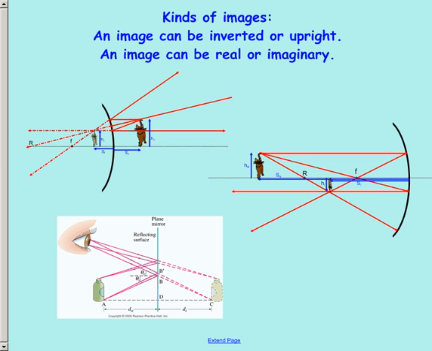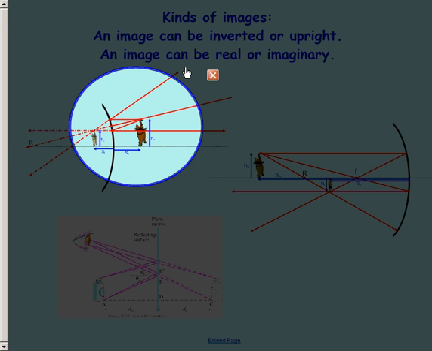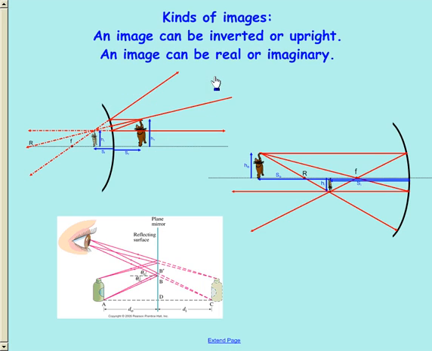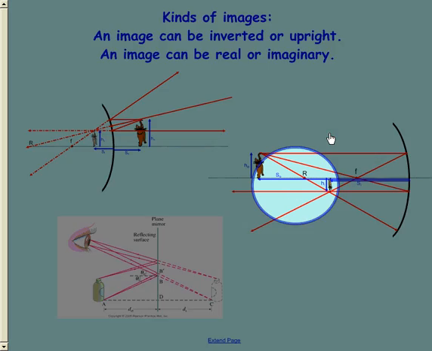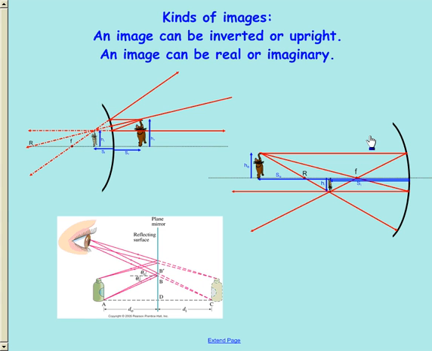So let's see if we can do a special little pen here. In this case, we have an upright image. In this case, the image is inverted, and in our last case down here, we have an upright image as well. Okay, next one. This one's a little bit tricky. So definitely pay attention.